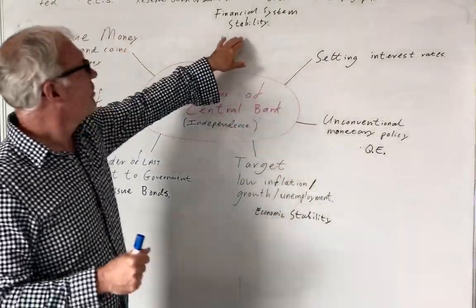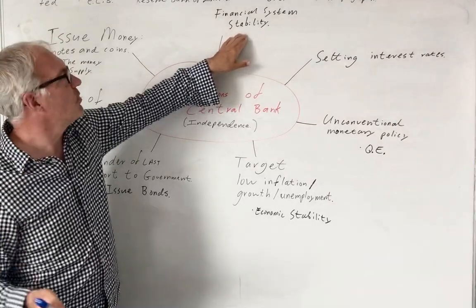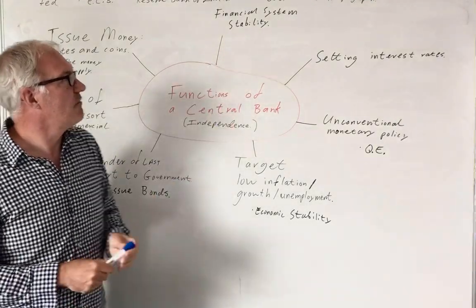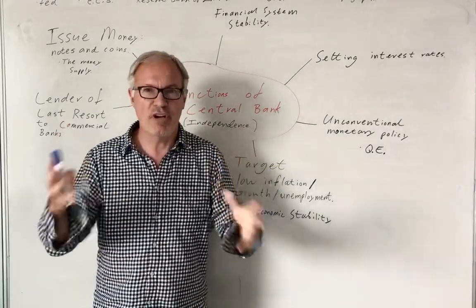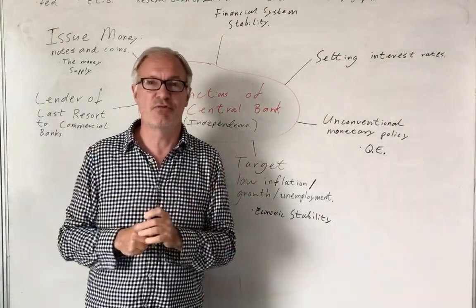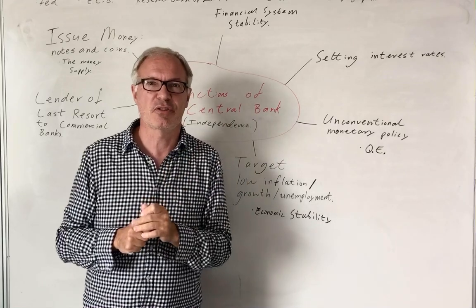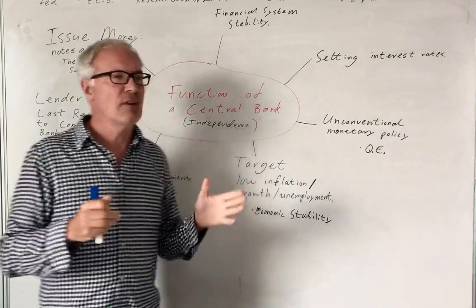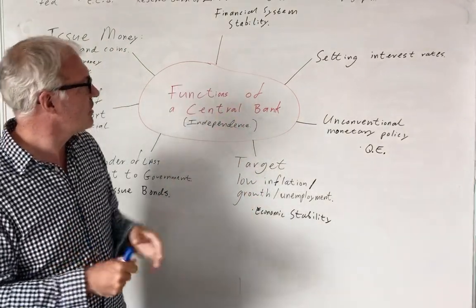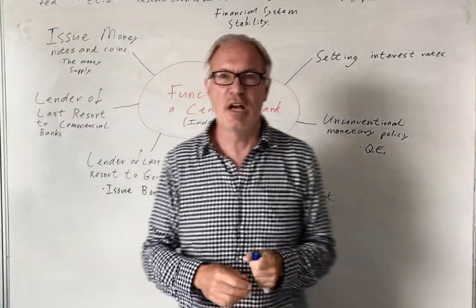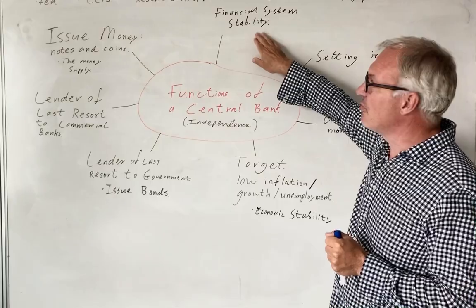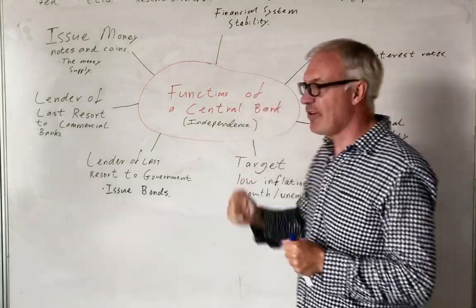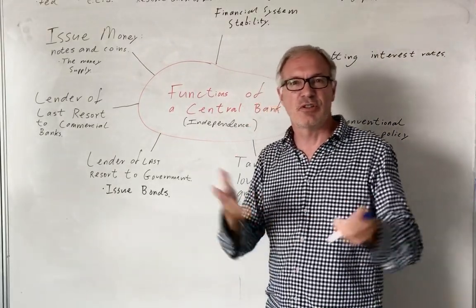And then finally, again, stability is important: maintaining stability in the financial system. A lot of central banks have a big role in regulating commercial banks, and that's crucial to maintaining stability in the system. Again, see the video on regulation for more detail on that. So these are the functions of the central bank, such as the Bank of England.